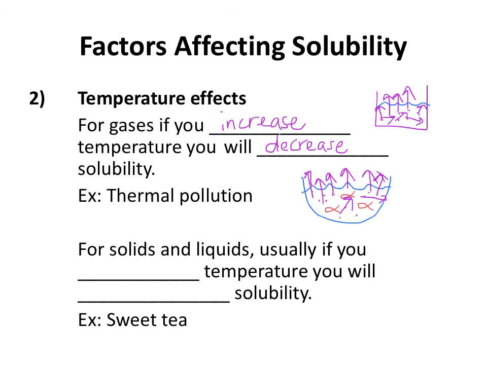and the fish would drown. This is why if you're fishing on a really hot day, you're going to find most of the fish at the bottom of the lake because it's colder down there. But not really because it's colder, they're going to be at the bottom of the lake because there's more oxygen down there and it's easier for them to breathe. For solids and liquids, it's kind of the opposite. Usually if you increase temperature, you will increase solubility. And this doesn't happen with all solids and liquids. Some do one way and some do the other.